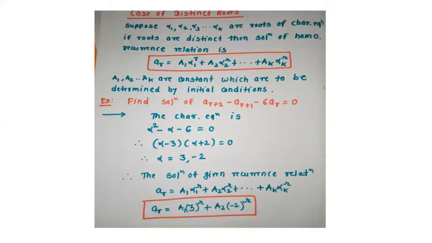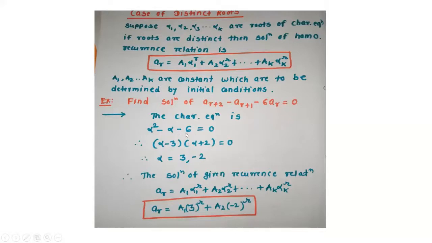Here, see an example. First example: find the solution of a_{r+2} minus a_{r+1} minus 6a_r equal to 0. Here we have to find the homogeneous solution. So first step, find the characteristic equation. The highest degree is 2 for the given equation, so alpha square minus alpha minus 6 equal to 0. This is the characteristic equation. Using it, we have to find the roots.